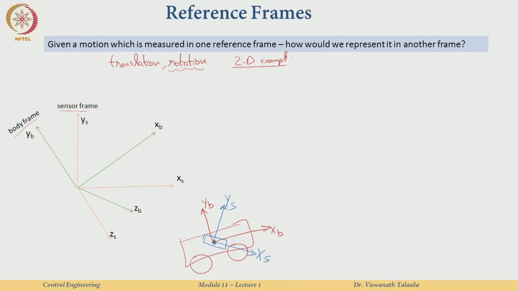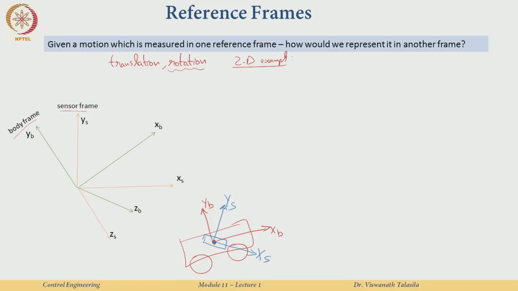There is only a difference in the rotation between the two sensors, and it is intuitively very clear already by now to most of you. All you need to do is to merely rotate the sensor reference frame by a certain angle to match with the body reference frame, and that is exactly what the 2D example is all about.